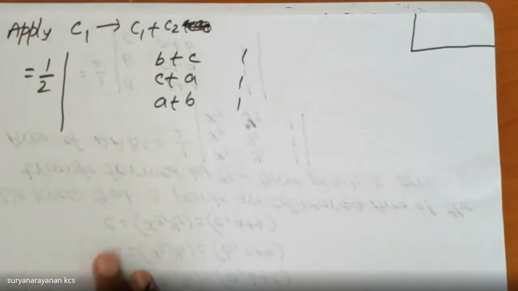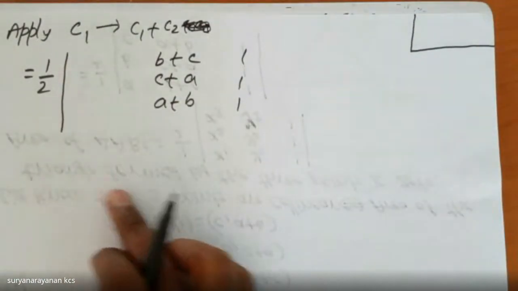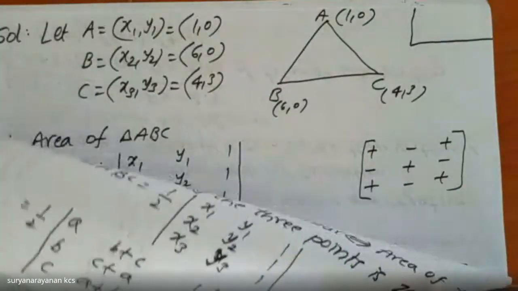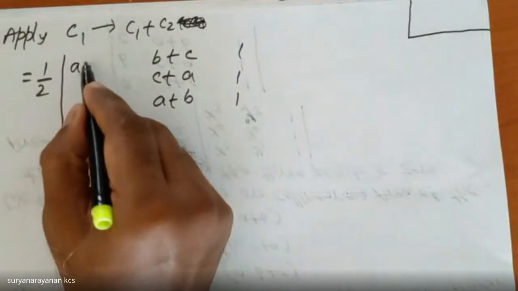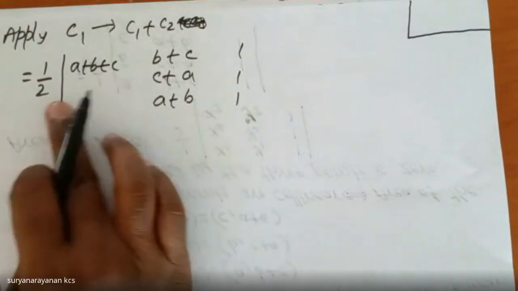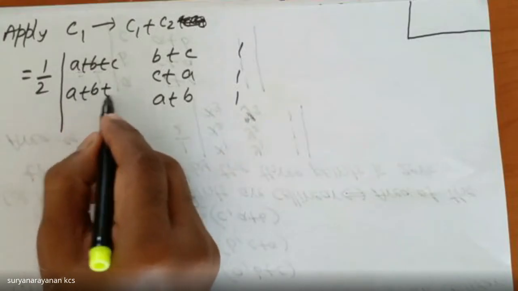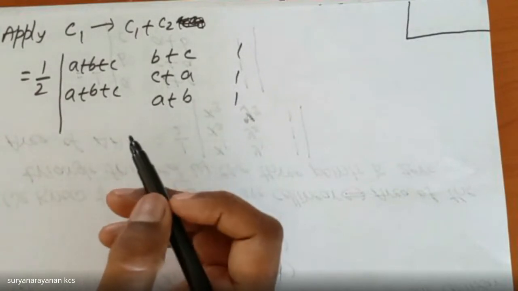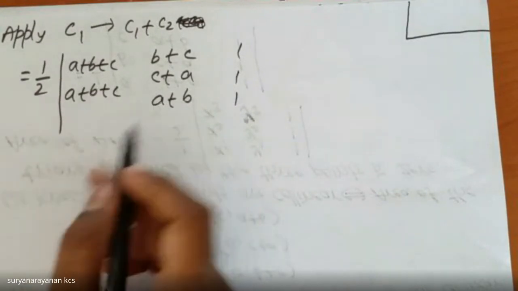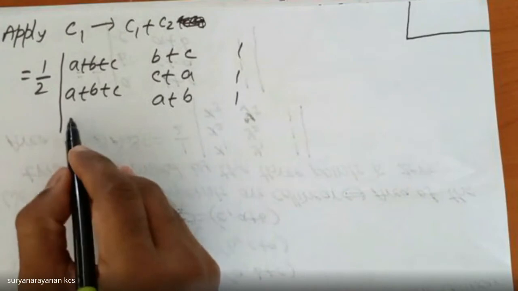Okay. Then what will you get in C1? Can you tell me? C1 plus C2? Sir, A plus B plus C. Next, second row, first element. Sir, B plus C plus A. So here also we can write A plus B plus C, yes or no? By arranging the terms, we can write the third row also as A plus B plus C, sir.